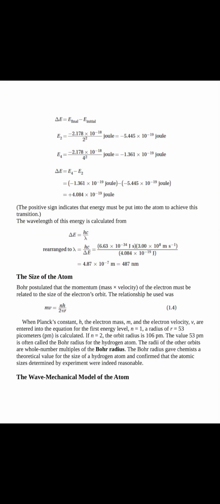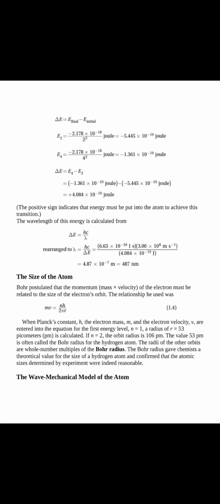Change in energy equals energy sub 4 minus energy sub 2, which is -1.361 times 10 to the power of -19 joules minus -5.445 times 10 to the power of -19 joules, equals positive 4.084 times 10 to the power of -19 joules. The positive sign indicates that energy must be added to the atom to achieve this transition.